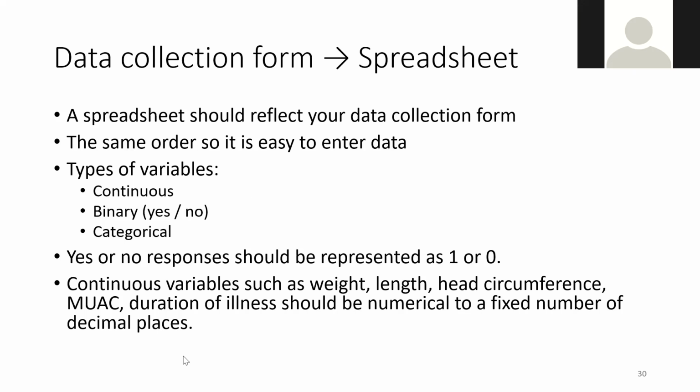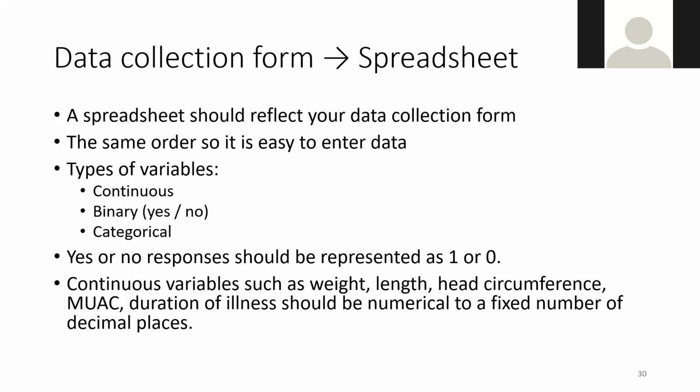Age. Age, yeah, age is a continuous variable. That's right, age. What else? Weights as well. I mean, things like age, weight, height, head circumference, mid-upper arm circumference, number of days of illness, number of days of cough. They're all continuous variables, aren't they? Because they're just a number, all right?